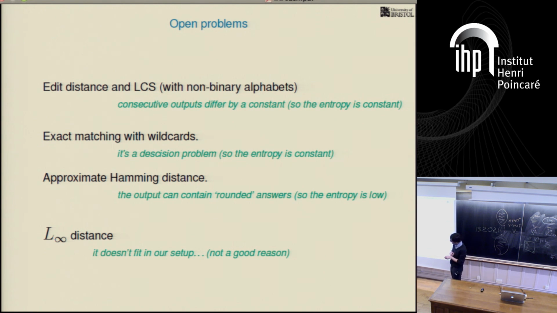This L infinity distance, maybe I'll just tell you. So L infinity distance, you want to find the largest absolute difference between anything in the fixed thing with anything in the vector. So line them up, find the largest absolute difference. This is very tempting because there's no obvious reason why you can't prove a lower bound for this, other than the fact that it doesn't fit in our setup.